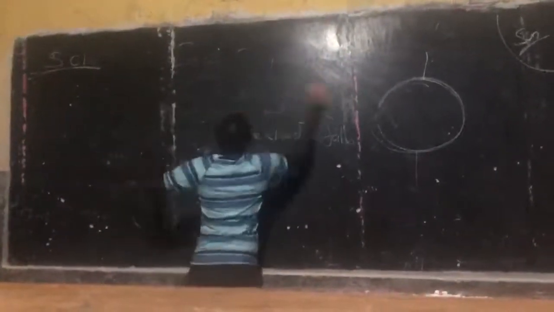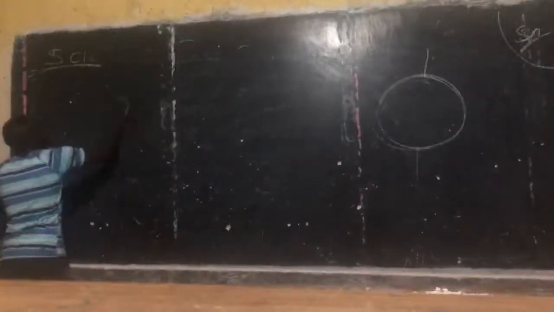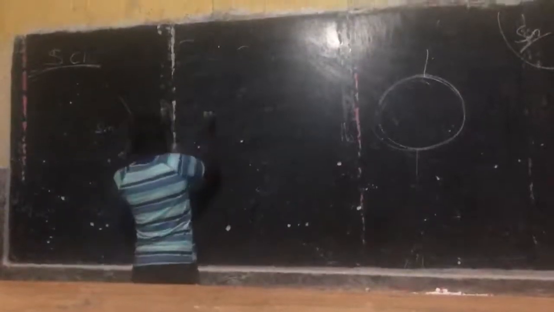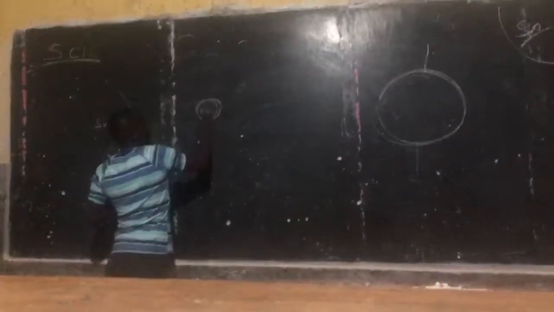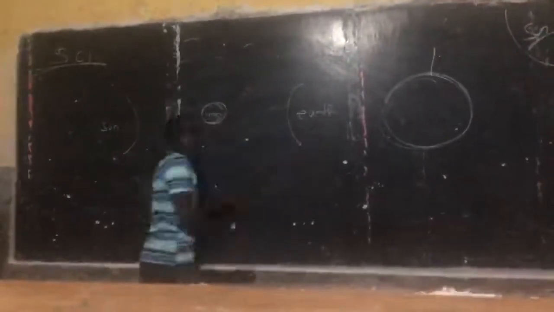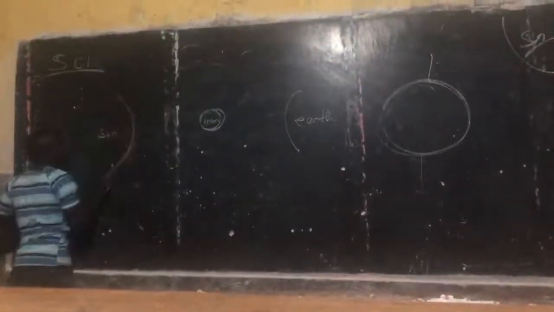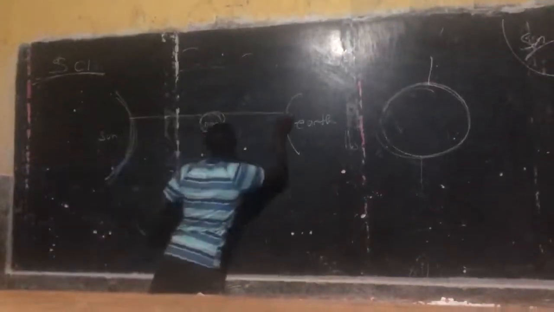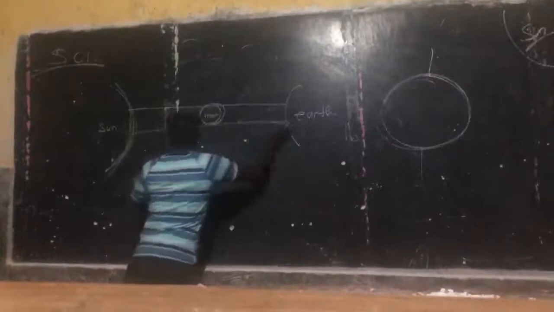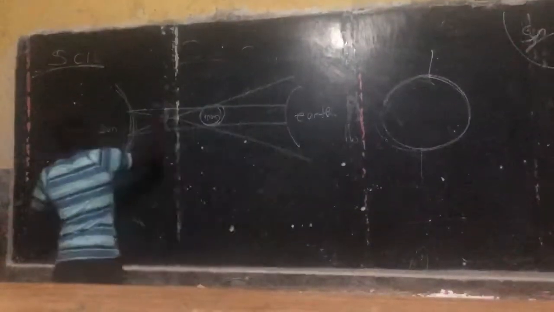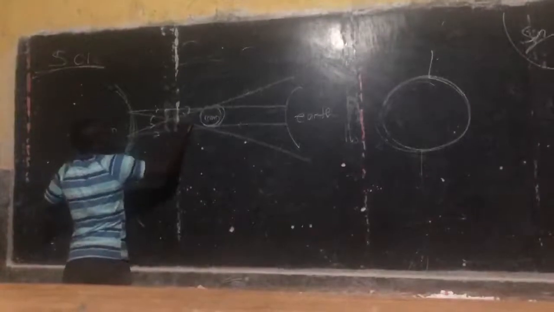So let me look at the illustration. If this is the sun, this is the moon, and now the earth. So light from the sun is going to be obstructed. The light is going to be obstructed.